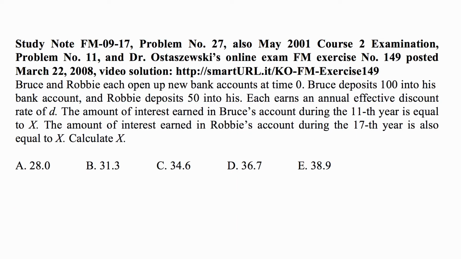Here's the problem for today for exam FM on financial mathematics. Bruce and Robbie each open up a new bank account at time 0. Bruce deposits 100 into his bank account and Robbie deposits 50 into his. Each earns an annual effective discount rate of d. The amount of interest earned in Bruce's account during the 11th year is equal to X. The amount of interest earned in Robbie's account during the 17th year is also equal to X. Calculate X.